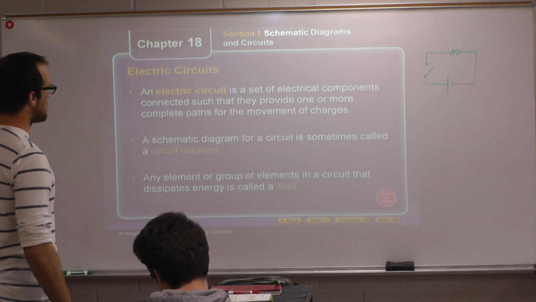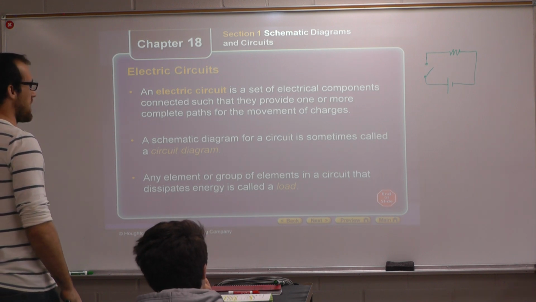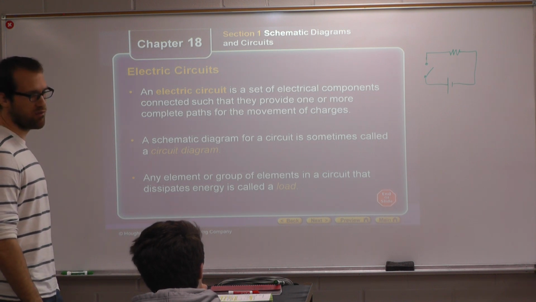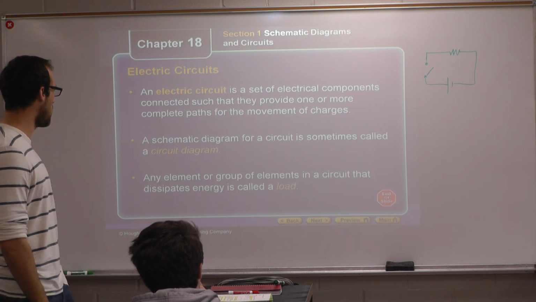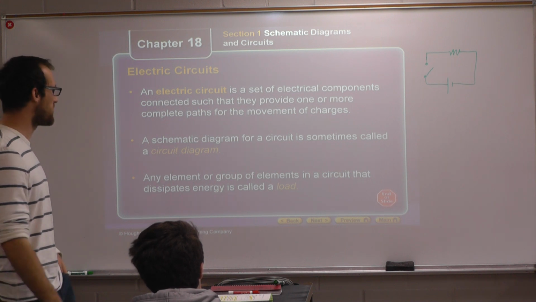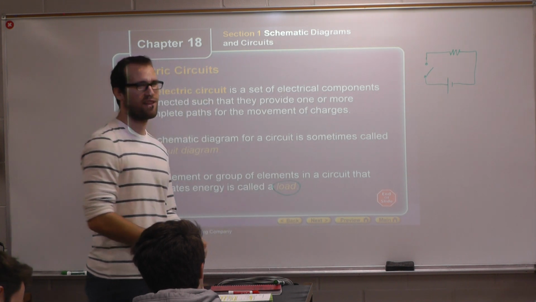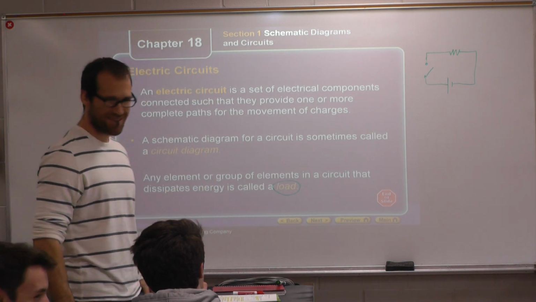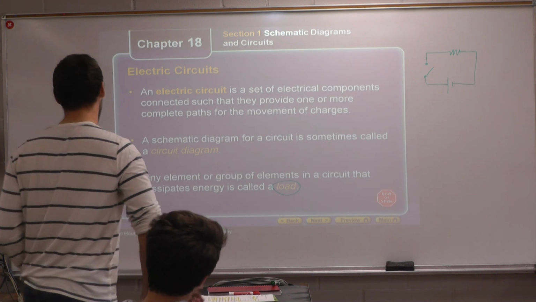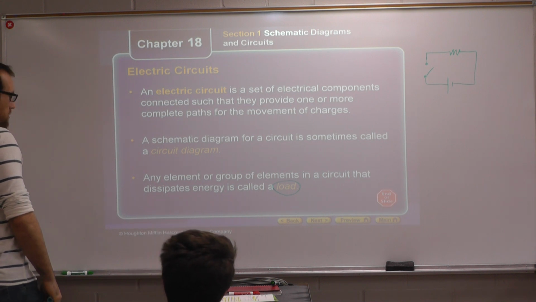I've already talked about this. An electric circuit is just anything that has electric components connected that allows current to flow via the movement of charges. Anything that dissipates energy is called a load. So basically, you could say anything that has resistance is called a load. So a light bulb would be a load, or any other resistor.